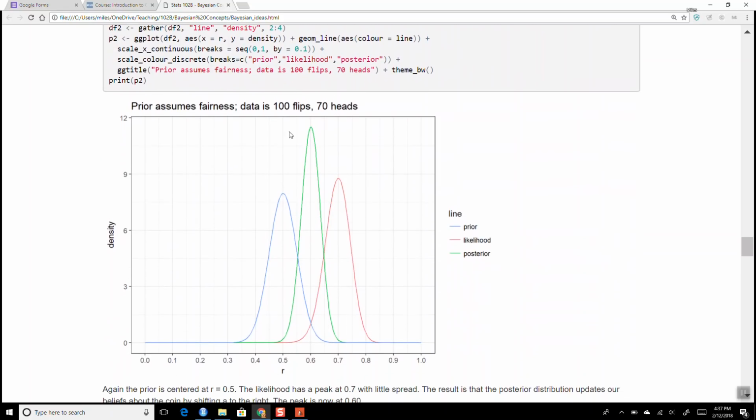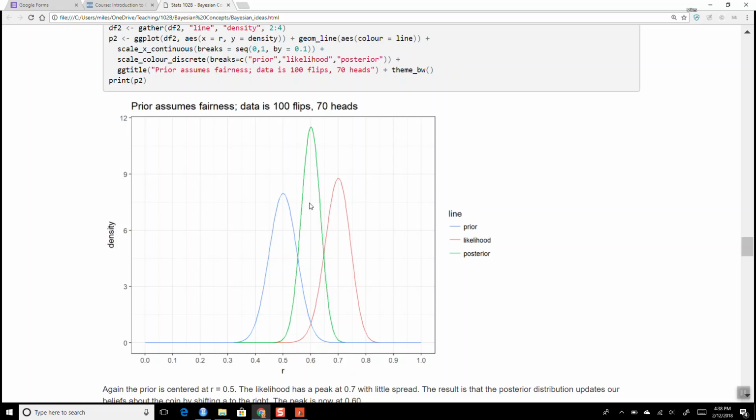If we take a look at this one here, again, my prior belief assumes fairness at 0.5, with alpha 50 and beta 50 for the beta distribution. Here, my data was 100 flips and 70 heads, so the likelihood function is right here, centered at 0.7, which is the maximum likelihood estimate. When I multiply the likelihood times the prior, I get the posterior, okay? So the blend between this and this gives me something in between.